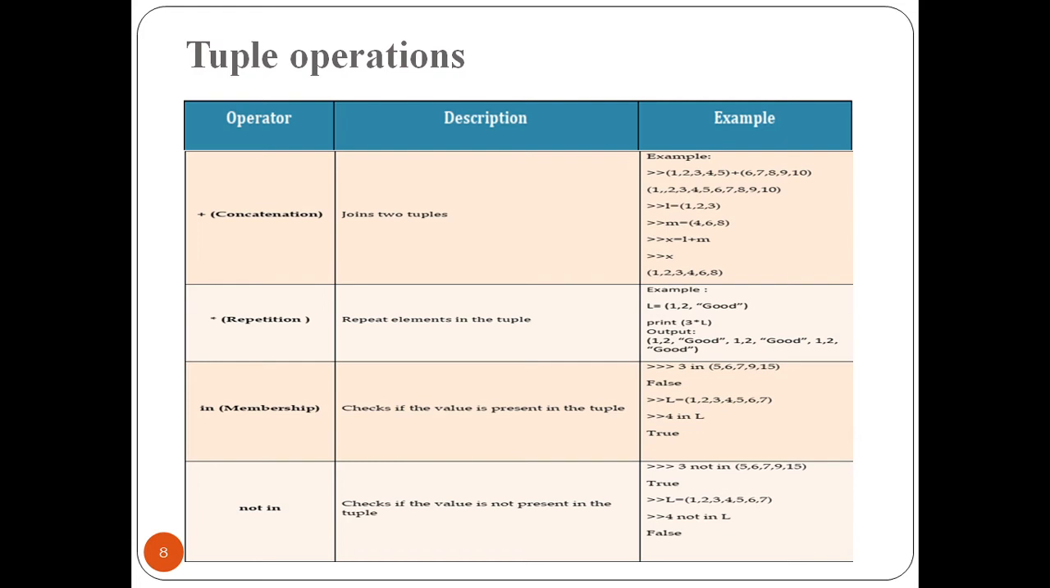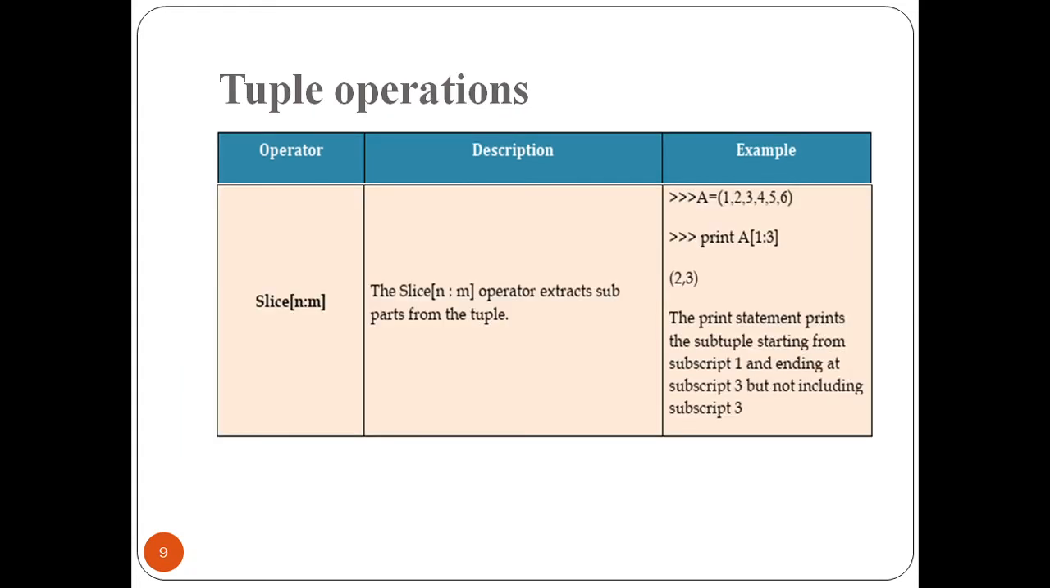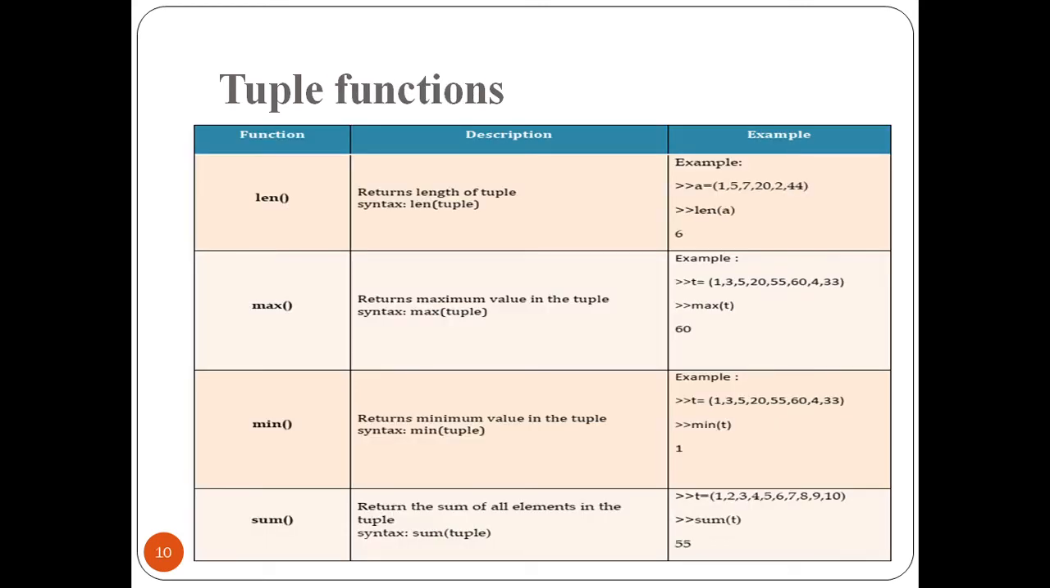And in and not in. In will check whether a particular item is available in the tuple or not. If it is available, it will give true, otherwise false. And not in is the reverse. If the item is not available, it will give true, otherwise false. Then there is slicing, same as a list. We can get an exact subpart of the tuple, so we call it a slice. We'll see these three things in our Python editor, and later we'll go to the tuple functions.